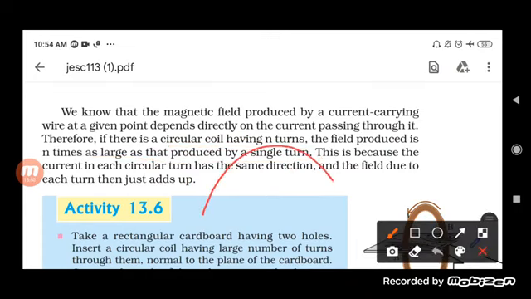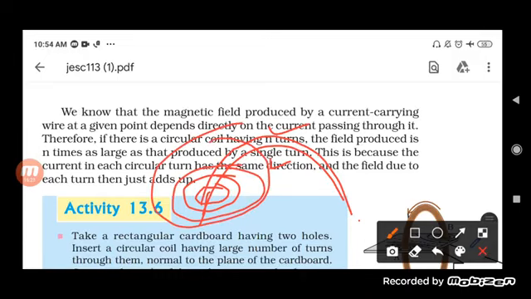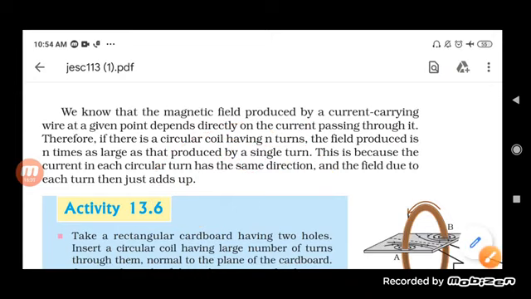For a single circular coil, the magnetic field lines will be like this much only. Now if there is another turn of wire coiled together, it will also form a concentric circle around it, and this concentric circle is actually the magnetic field. So the magnetic field produced by the first turn and that of the second turn of the circular coil will add up, and as it adds up, it will increase the magnetic field around it, and the strength of the magnetic field will become larger.